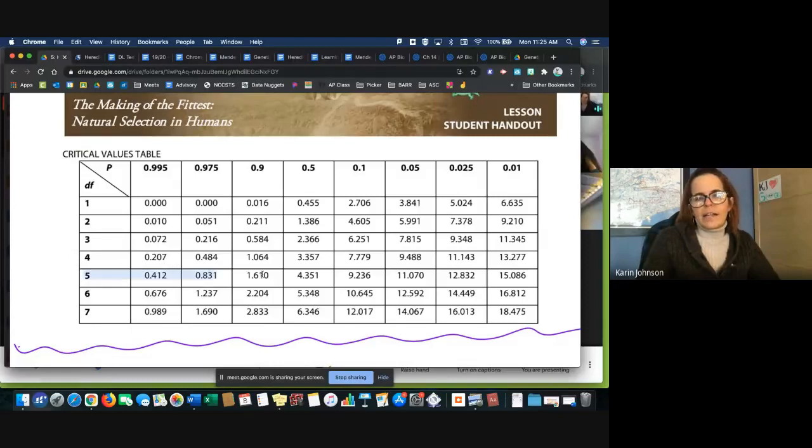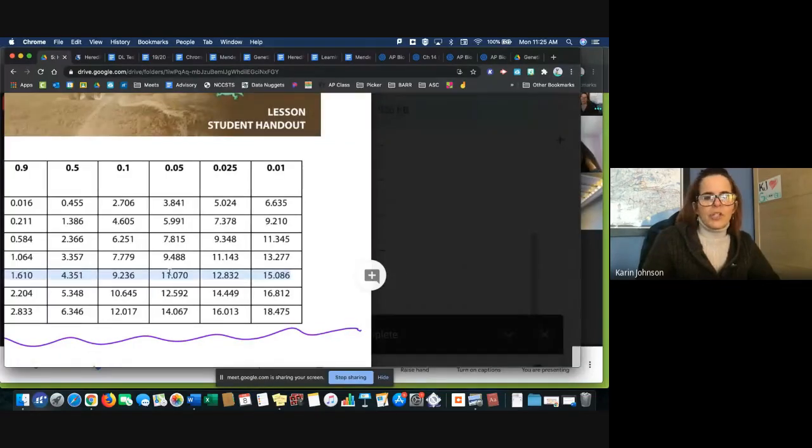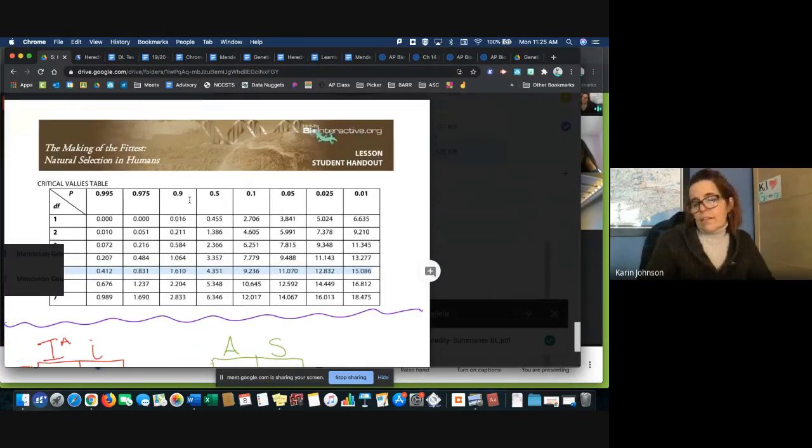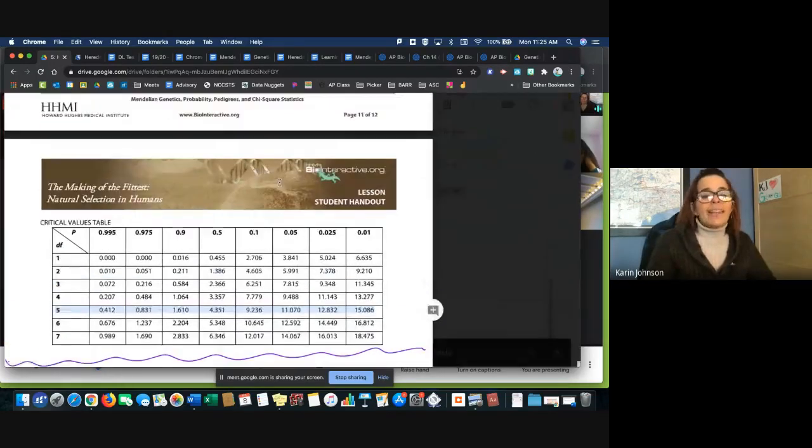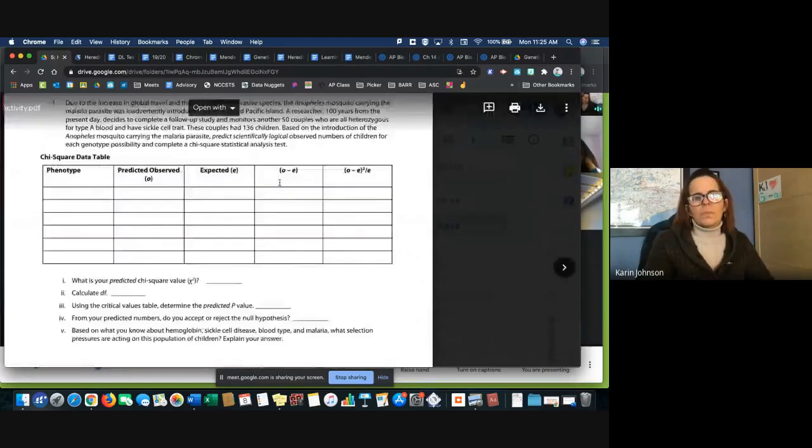We go across on this data table to the 0.05 level. So this is the 0.05 column. So the value that you're using as your critical value was 11.07. And you need to decide, is your chi-square above that or below that? They do it slightly differently on this. It's completely legitimate. It's just a different way than the way that I taught you. So just be aware of that.